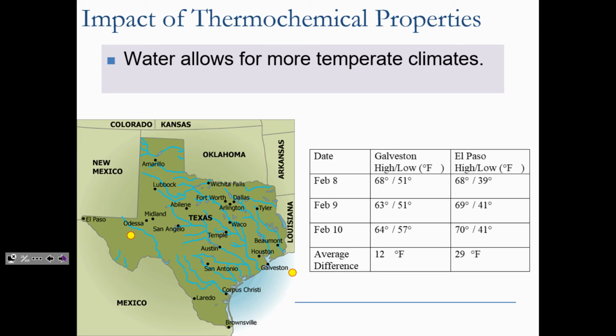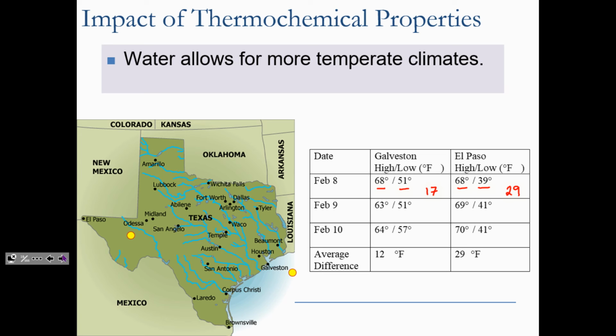If we look at February 8th for Galveston, you'll see it has a high of 68 and a low of 51, which would be a difference of 17. Now for El Paso, you've got a difference from 68 all the way down to 39. So in drier climates, you'll notice that the temperature change is a lot bigger, which would be 29 in this case.